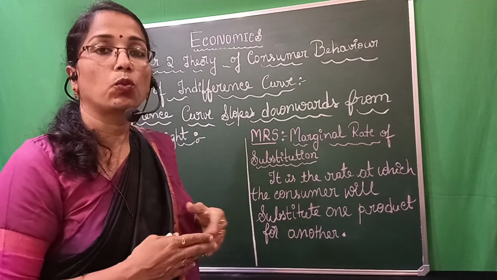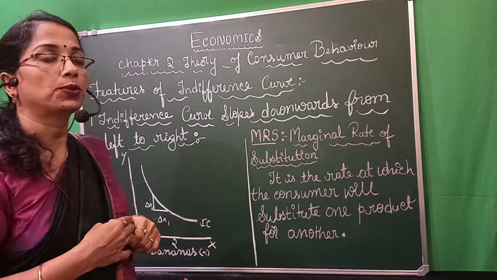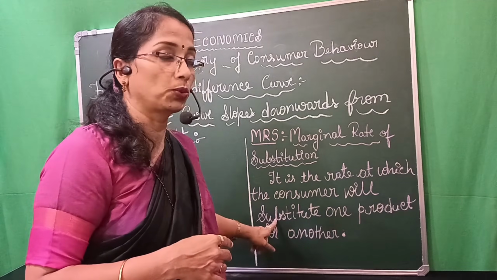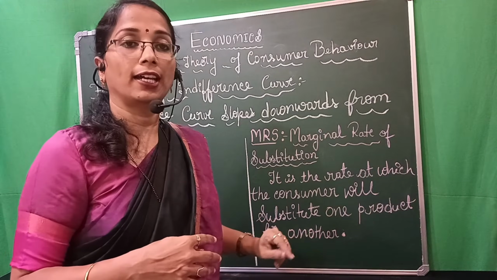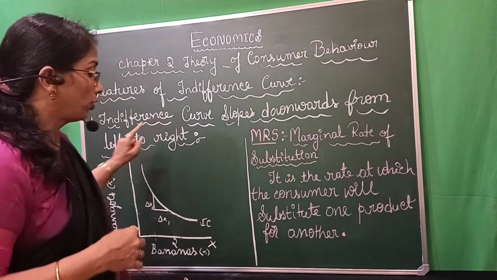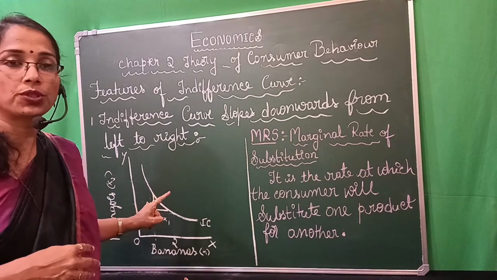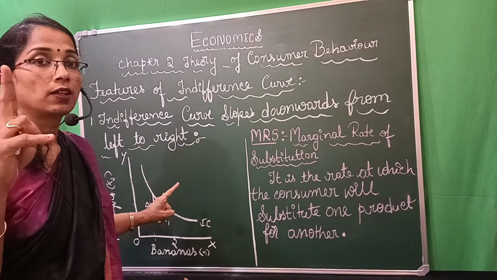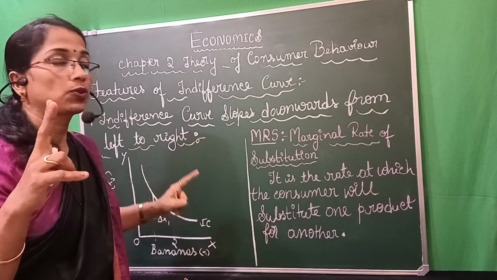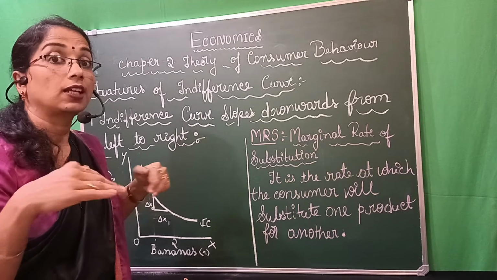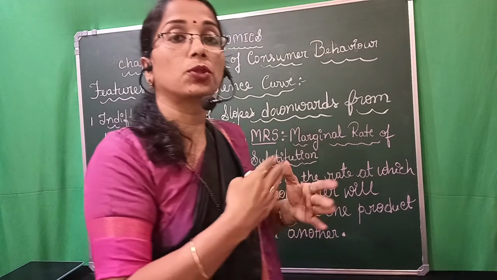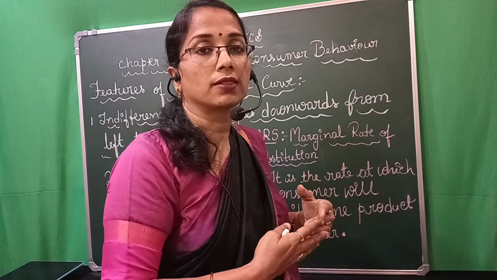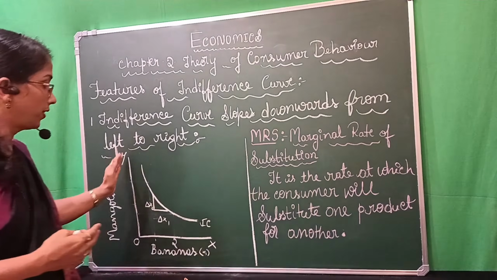Now let us understand what is marginal rate of substitution. It is the rate at which the consumer will substitute one product for another. As you have already seen, indifference curve shows different combinations of two products. So what does marginal rate of substitution say? It says the rate at which one product is substituted to get another product, an extra unit. Let us understand with the help of a diagram.